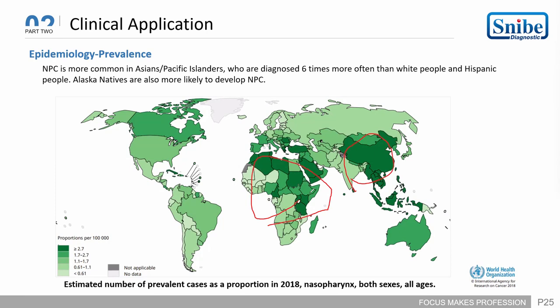And the prevalence, according to the WHO International Agency for Research on Cancer data for 2018, is shown here: the darker green color has a higher prevalence. In Latin America, you can see the prevalence is between 1.7 and 2.7, as compared to greater than 2.7 in African markets, the Middle East countries, and especially the Asia Pacific region.